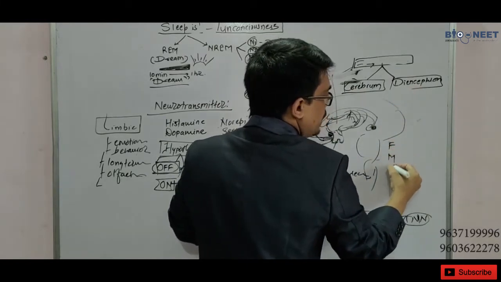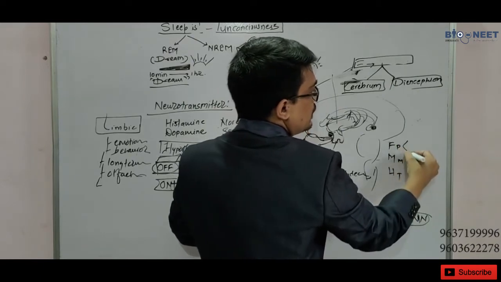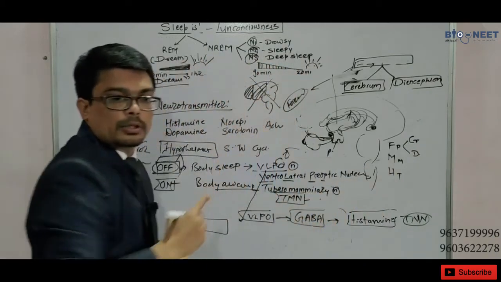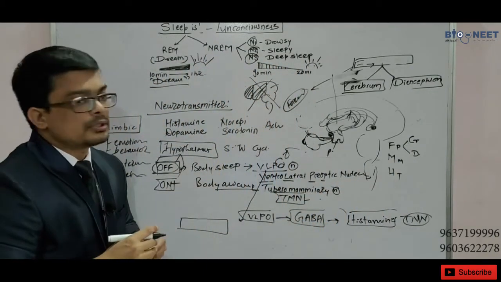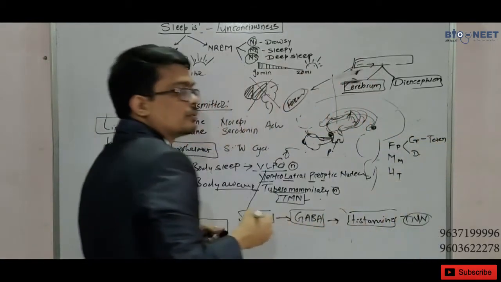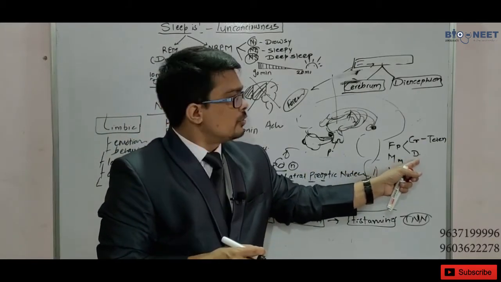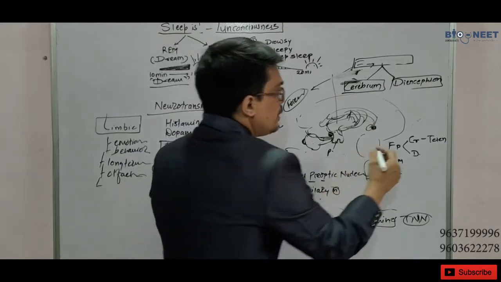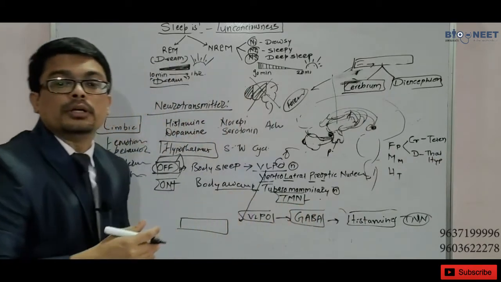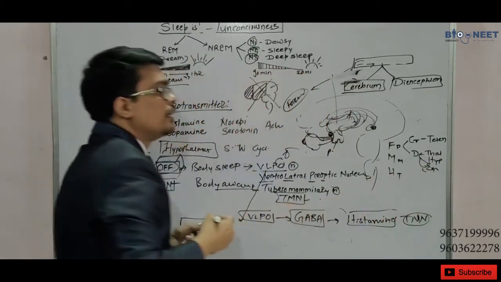So forebrain, midbrain, hindbrain: prosencephalon, mesencephalon and rhombencephalon. This forebrain is again divided into cerebrum and diencephalon. Now this cerebrum is called telencephalon, and diencephalon doesn't have another name. In this diencephalon there are the thalamus, hypothalamus, subthalamus, and epithalamus. All these are present in the diencephalon.